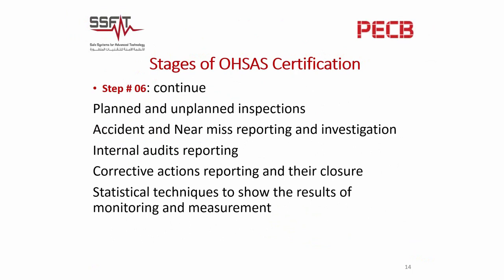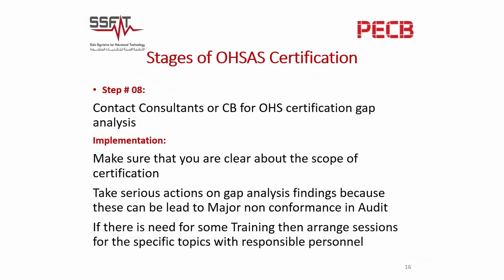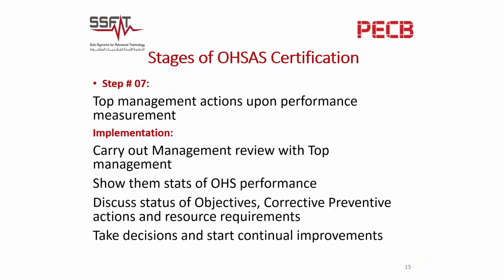Now, this is one of the things which the top management love to see, because whatever they are going to spend, whatever time they are going to give, they need some concrete evidence. They need some concrete figures, digits to know about the performance of the organization. So show them stats about which we have already discussed in step 6: accident investigation results, corrective and preventive action results, internal audit reports, and some other KPIs about the status of objectives. So on the basis of these, then top management will decide where we are and where we want to go.